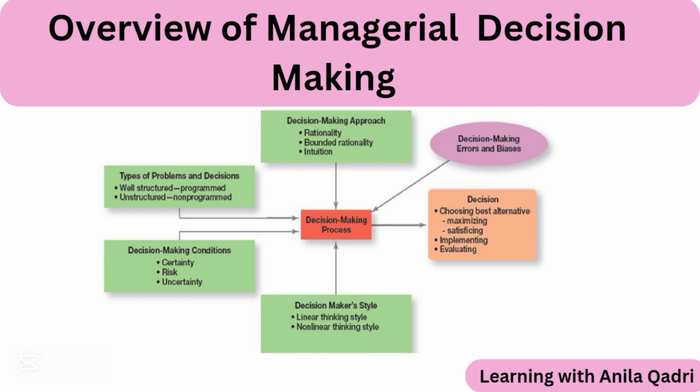Decision: choosing the best alternative, maximizing, satisficing, implementing, and evaluating. There can be types of problems and types of decisions: well-structured, programmed, unstructured, non-programmed. Decision-making conditions can be certainty, risk, or uncertainty.